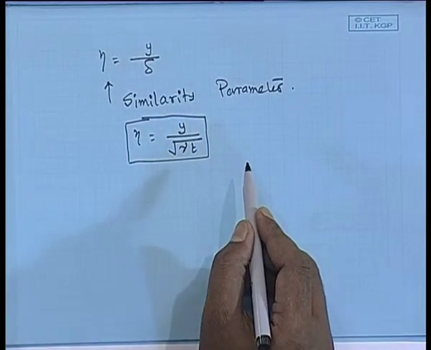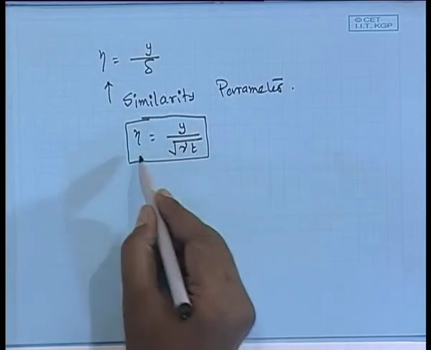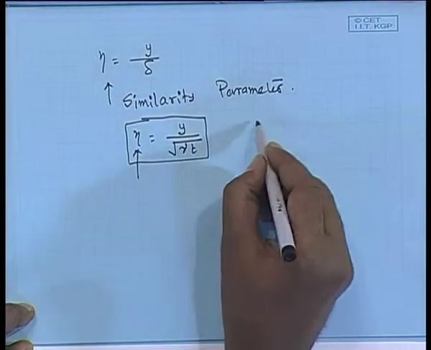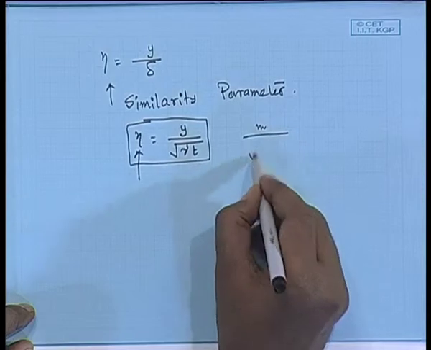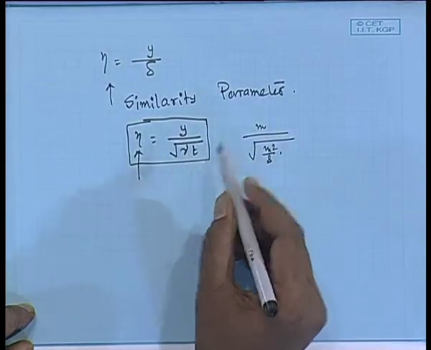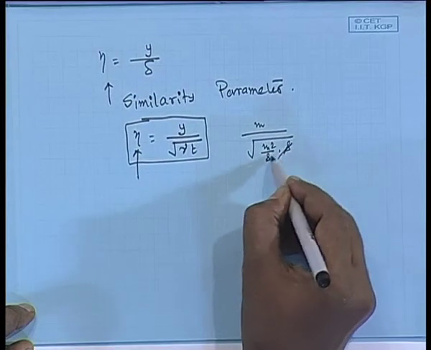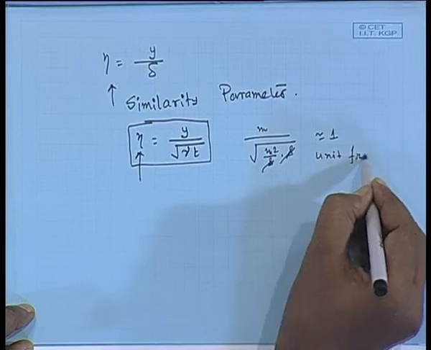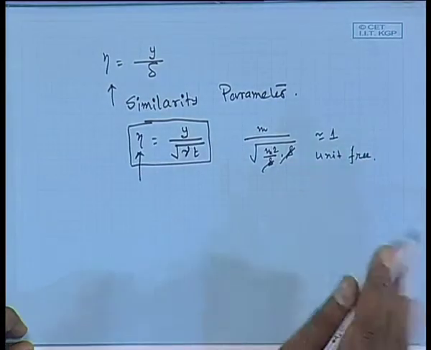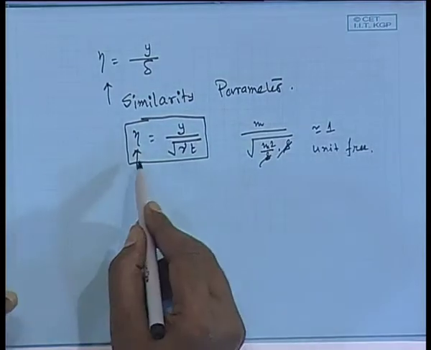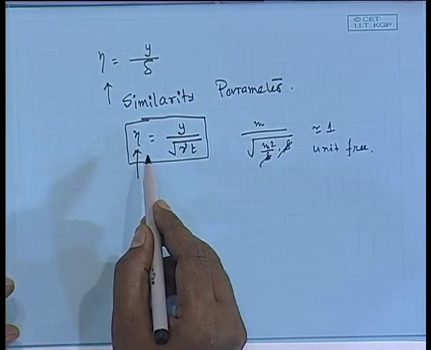Now, you can look into the dimension of the similarity parameter, it is dimensionless, okay, this is unit free. Y is in meter, under root nu t, where nu is kinematic viscosity in meter square per second, and this is second, so it will be a unit free number. So, that means we can express our partial derivatives in terms of total derivatives in eta.